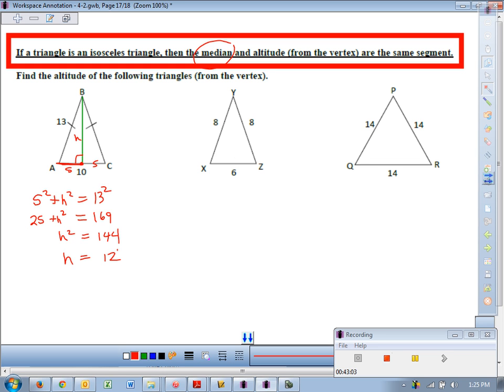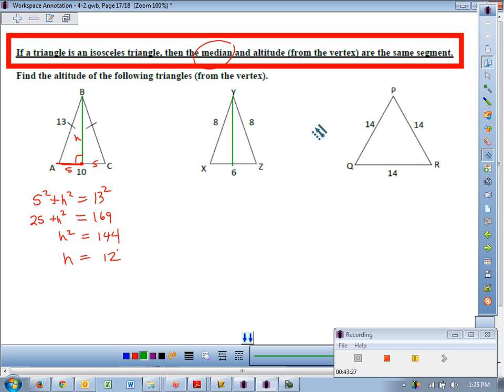Drop in the altitude of triangle XYZ from the vertex. Wait a minute. Is that an isosceles triangle? Yes or no? How come? 2 sides the same, 8 and 8. Sometimes when there's no tick marks, we don't see that. It's like an optical illusion. But yes, that's an isosceles triangle. What's so stinking great about that?